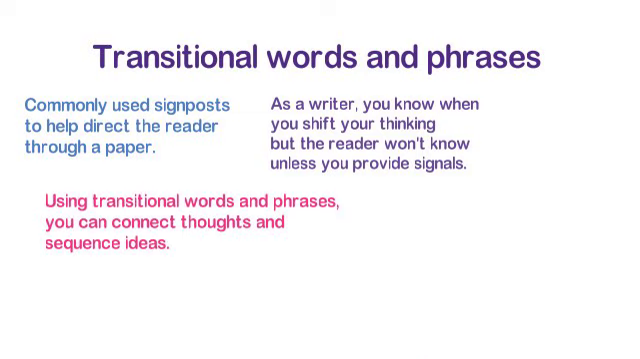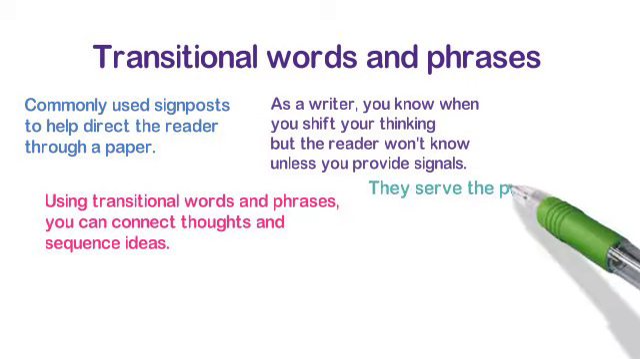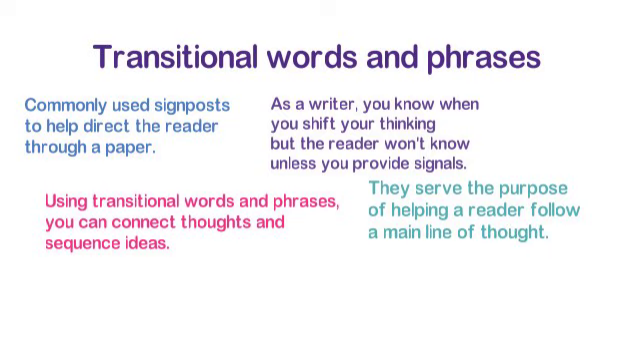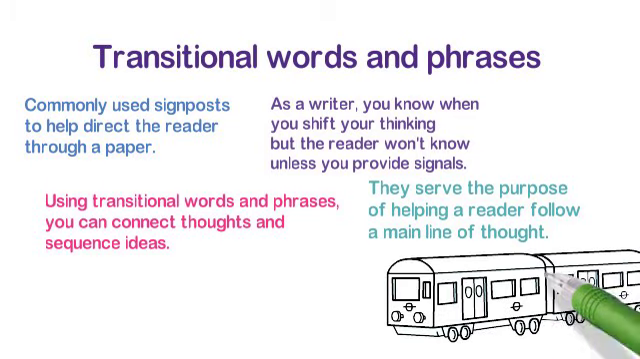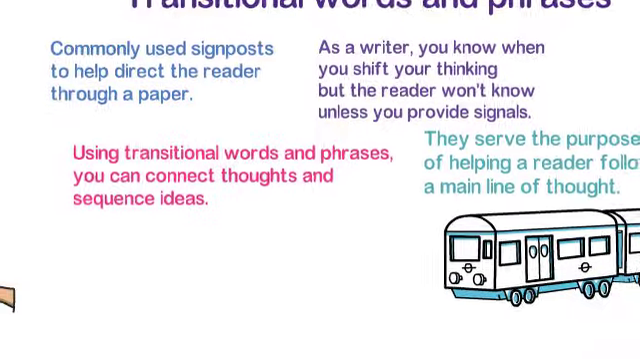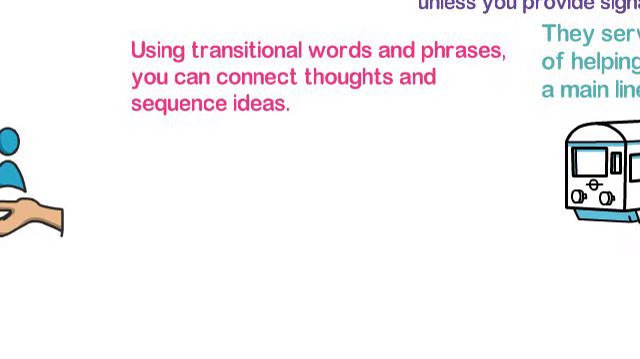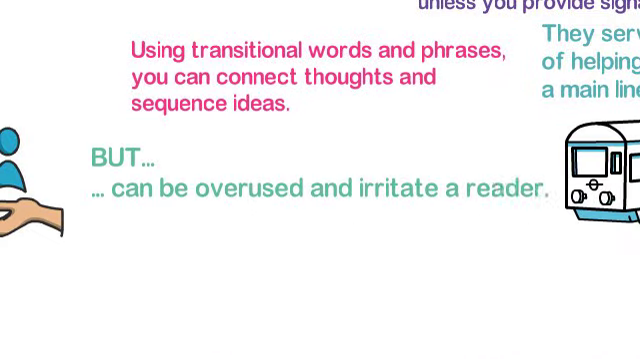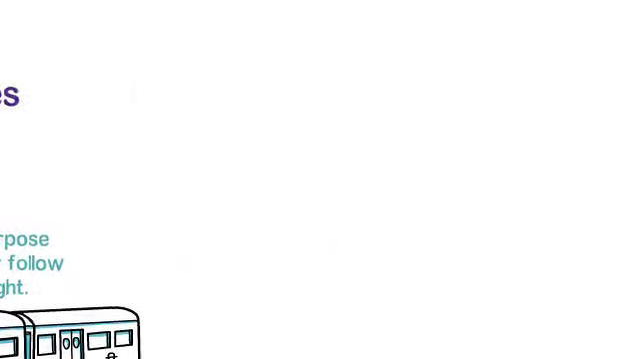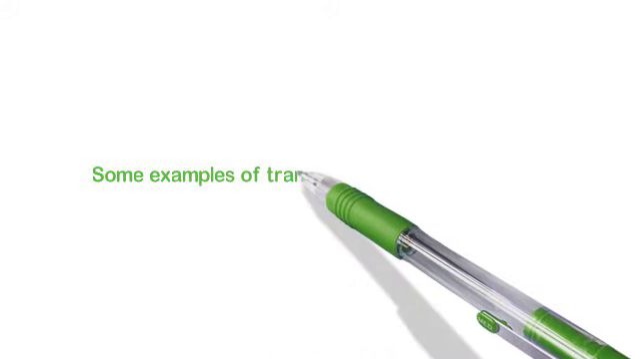Using these transitional words and phrases, you can connect thoughts, sequence ideas, and group things for the reader. They help the reader follow a main line of thought and follow your thinking as you move from one group of thoughts to another group of thoughts, which may be in contrast. But transitional words and phrases can be really overused and they can begin to irritate a reader. So again, you must use them sparingly and quite deliberately.